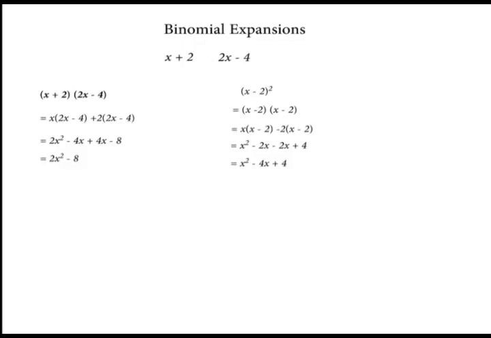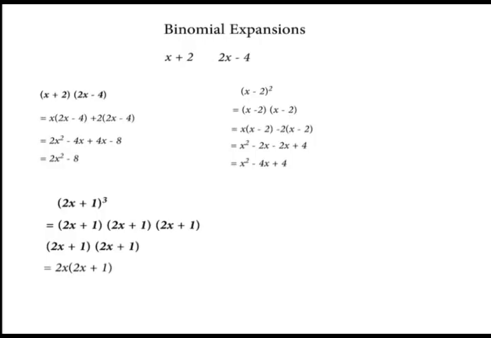The opening of brackets in an expression is called expansion. Suppose now we had 2x plus 1 raised to power 3. This means 2x plus 1 times 2x plus 1 times 2x plus 1. We expand the first two brackets, 2x plus 1 times 2x plus 1, and we have 2x times 2x plus 1, then plus 1 times 2x plus 1.